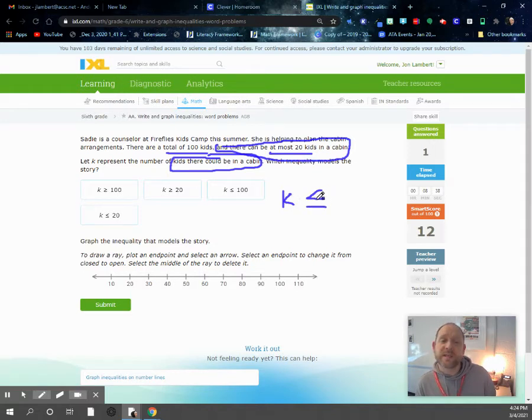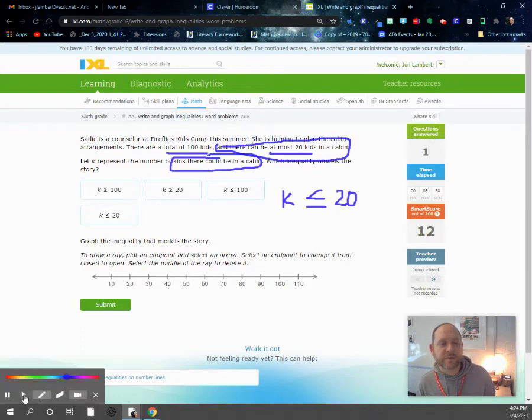So K should be less than, yes, or equal to 20. There we go. So this is saying that any amount of kids less than 20 would be an acceptable amount. We can't have more than 20. 20 is also okay. So we would have K is less than or equal to 20, which is that one right there.